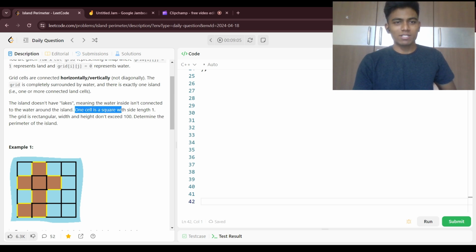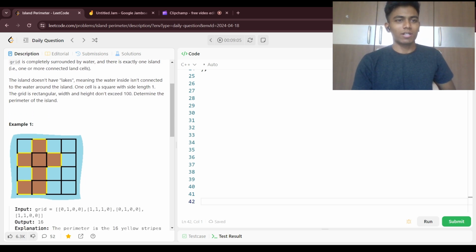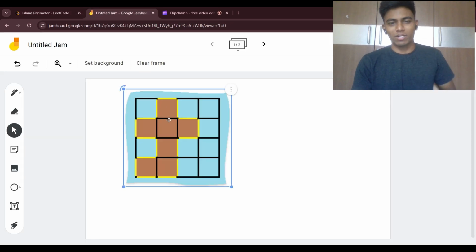One cell is a square with a side of length 1, and the grid is a rectangle with width and height not exceeding 100. Determine the perimeter of the island. Suppose this is a particular grid. We need to find the perimeter of this particular grid.